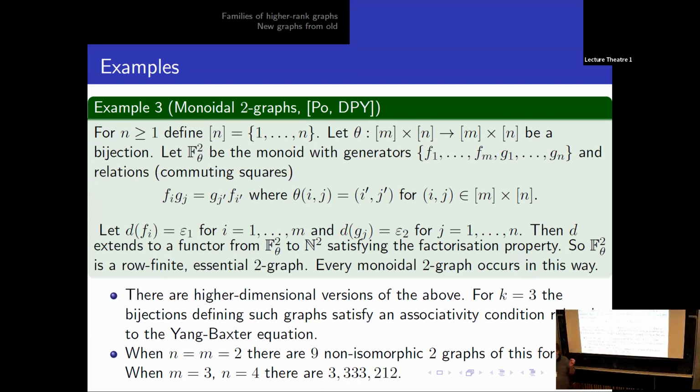Now, don't get too scared, because a lot of them are going to have the same C-star algebra. They're going to have similar algebras to each other, but they're different in terms of being not isomorphic as monoids. So they're different things. So there's a whole lot of these guys here, and it's very easy to write one down, particularly for k equals 2.